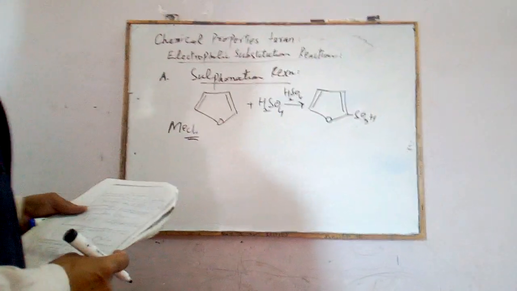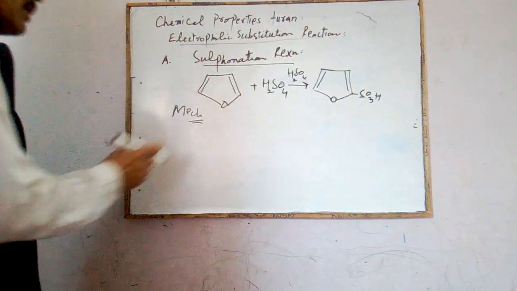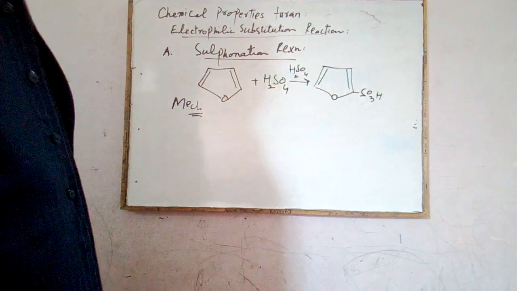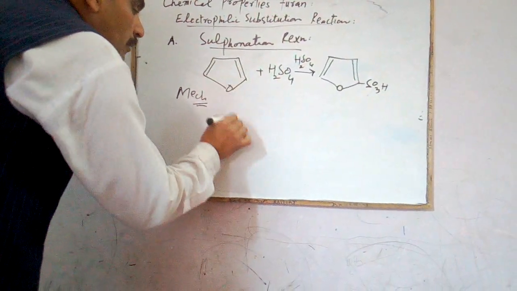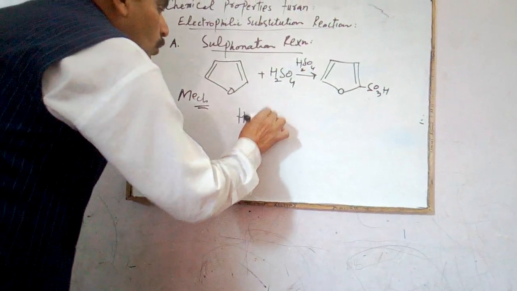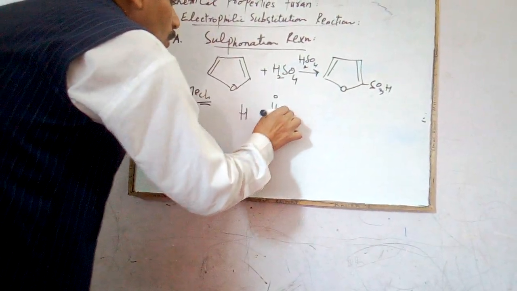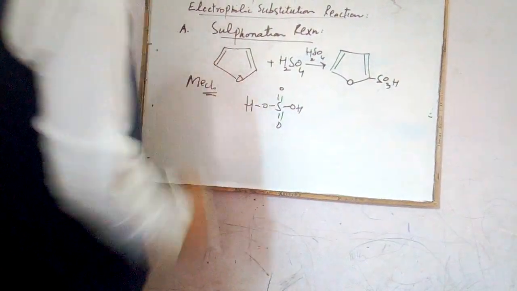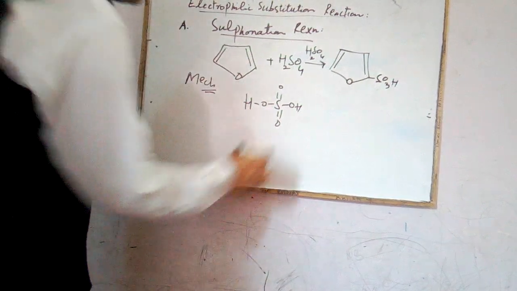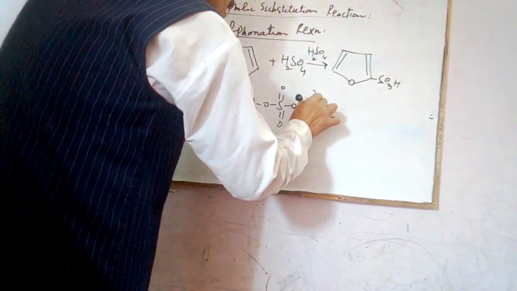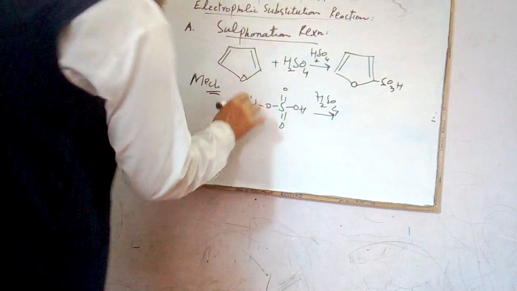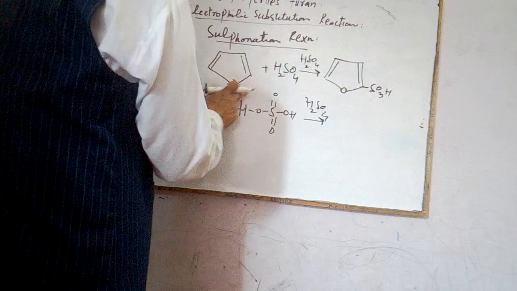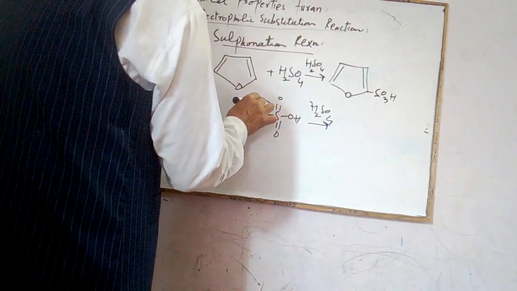Now we will discuss the mechanism of sulfonation reactions. It's very easy. We have already discussed it during the electrophilic substitution reactions of the benzene ring. In the very first step, as we know, sulfuric acid has S double bonded to O, and OH and OH. So this is the sulfuric acid, and another molecule of sulfuric acid will replace one of the protons, one of the OH groups.